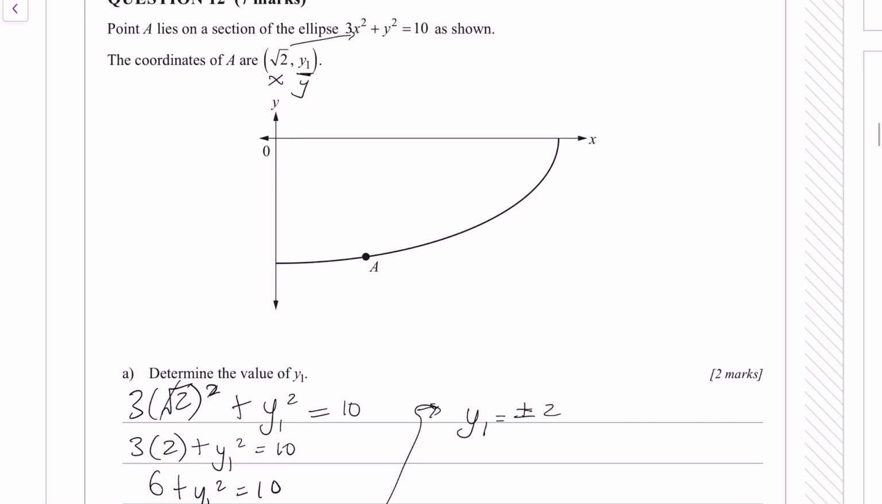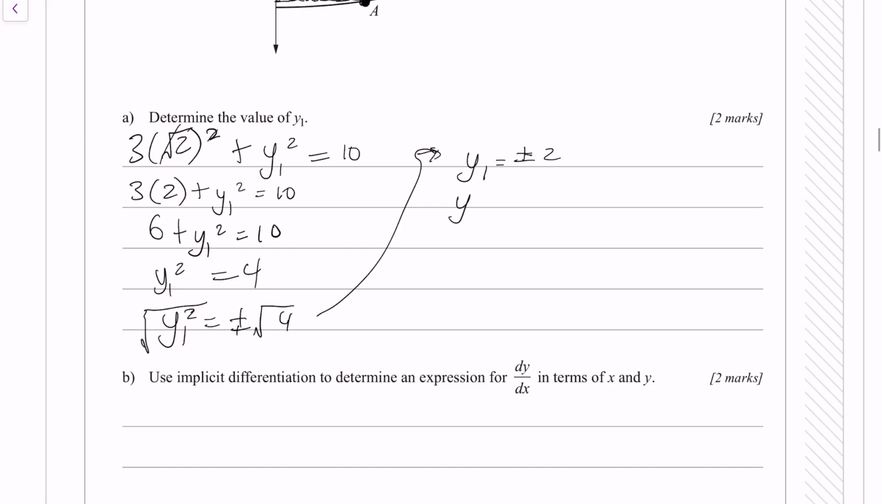However, we know that coordinate A lies in the fourth quadrant. Okay, so if we extend this Cartesian plane, it's the first, second, third quadrant. We know that A lies in the fourth quadrant, but even if you didn't know that, you know that the y value is negative here. It's below the x-axis. Okay, we have a negative value below 0, and so we would have to pick y1 equals -2 given A lies in quadrant 4.